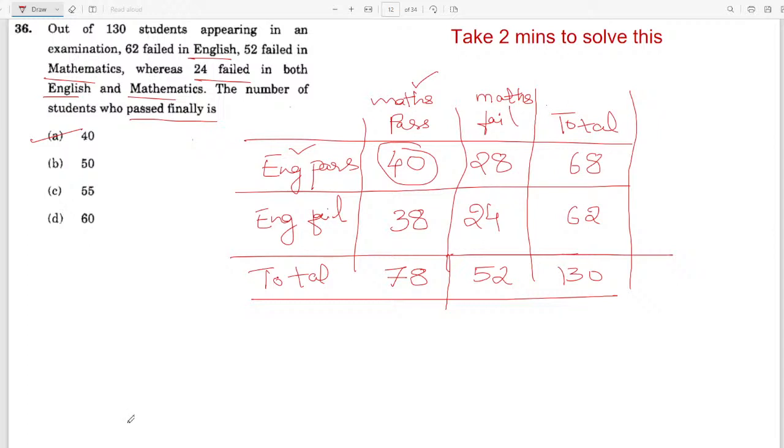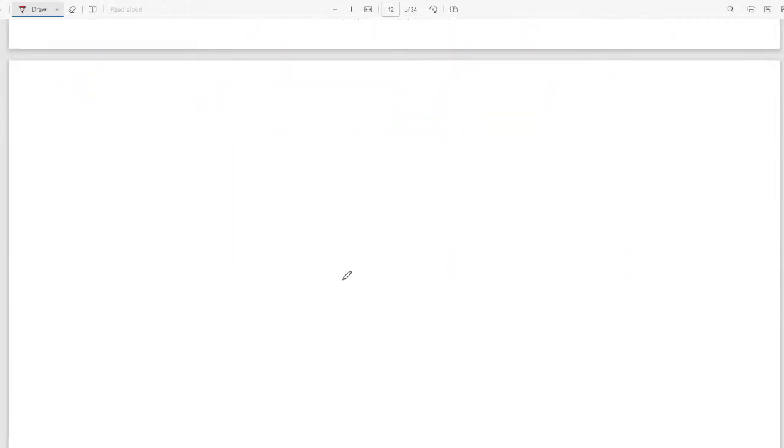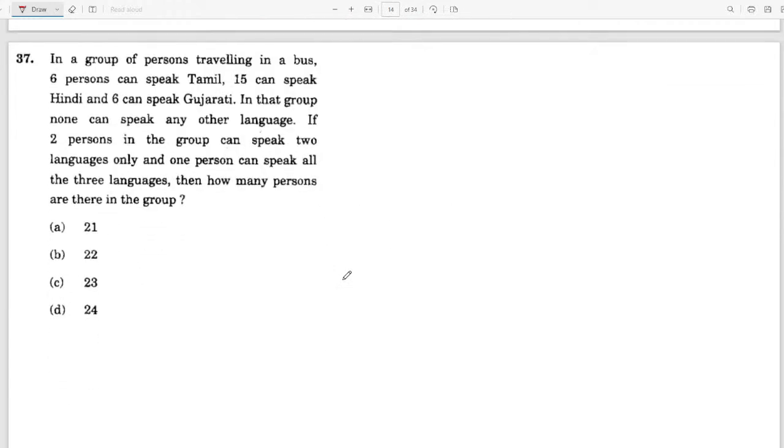It's clear, we'll take one last question before ending today's session. Okay, we'll take one last question. So take 2 minutes to solve this question. We'll see how to go about this question here.